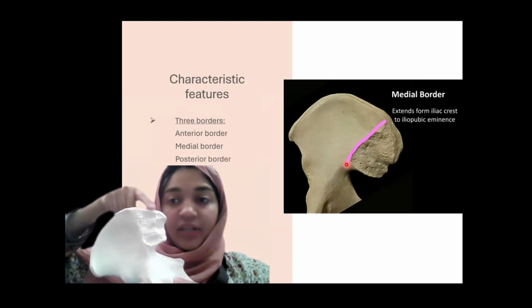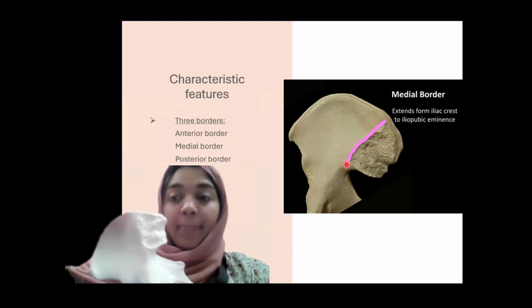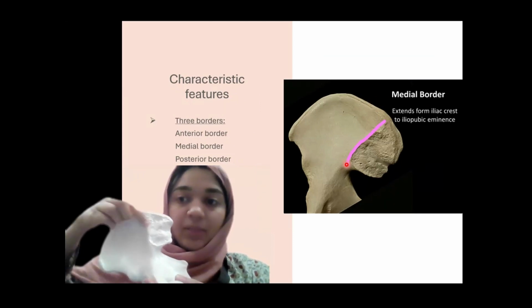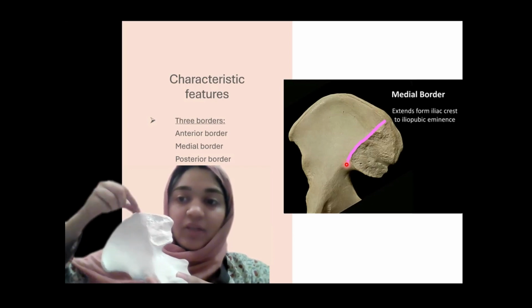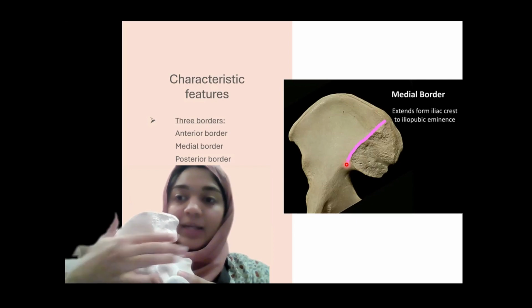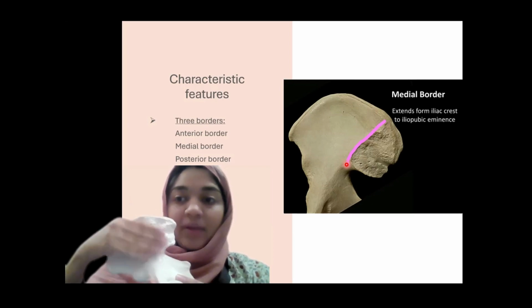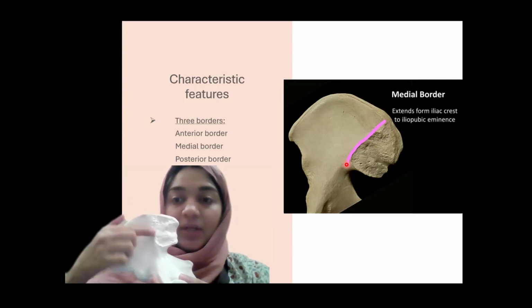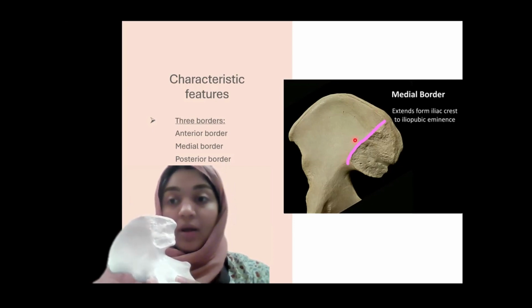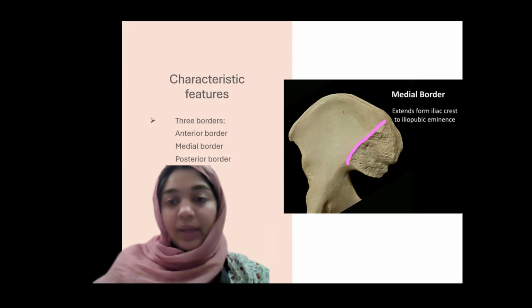So this is the roughened area and this is the smooth area. I'm looking at the inner part of the upper part of the ilium. So there's a medial border here which is like a demarcation between the gluteal surface, which we'll study later, and the rough sacropelvic surface. But basically the medial border extends from the iliac crest here to the iliopubic eminence here. Okay, so you can see it in the pink line I've drawn.